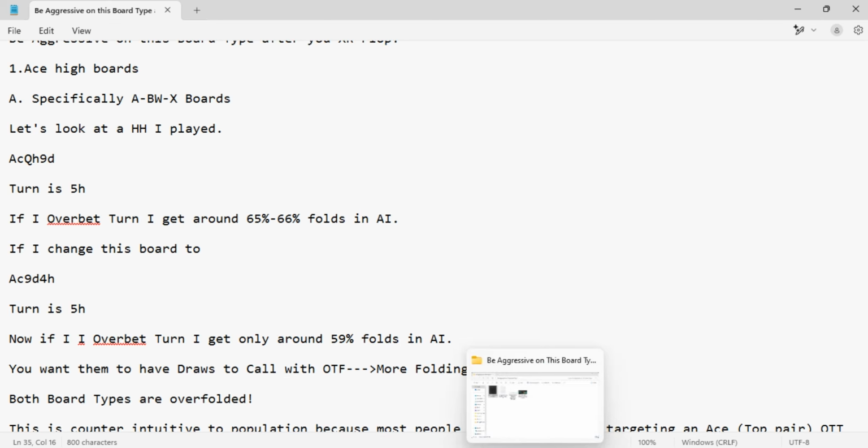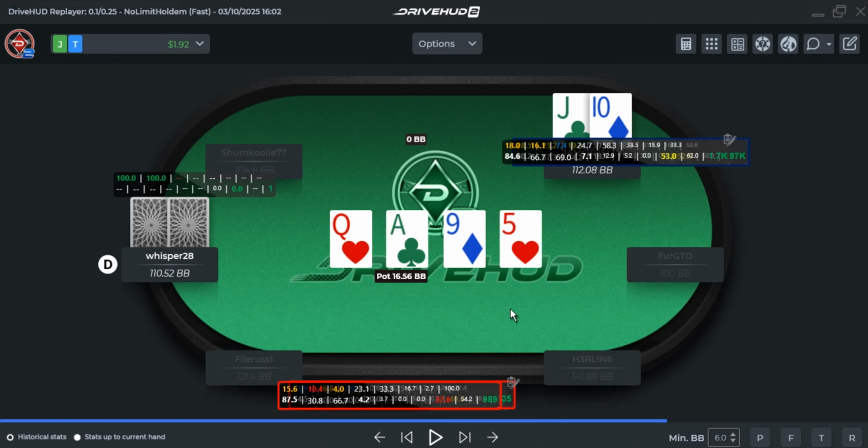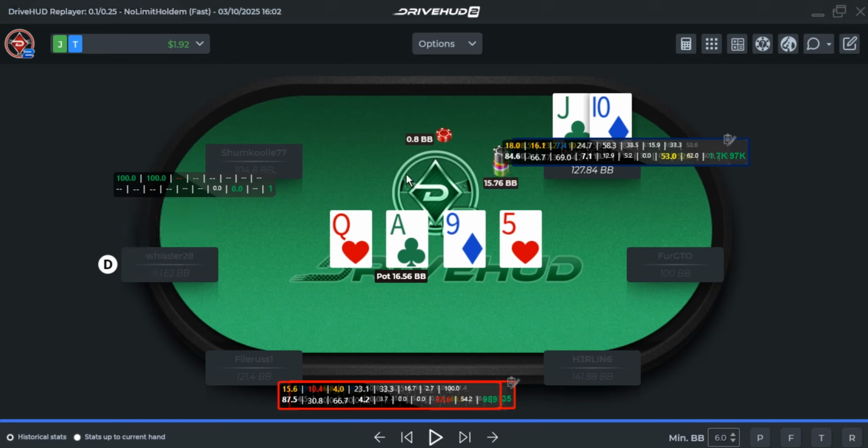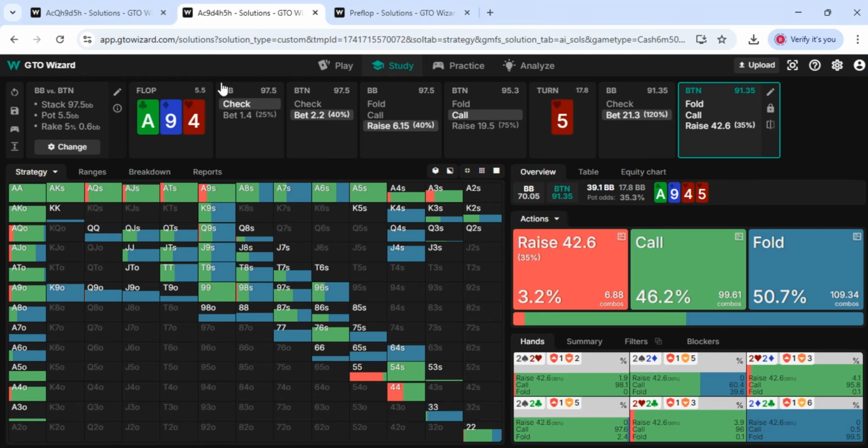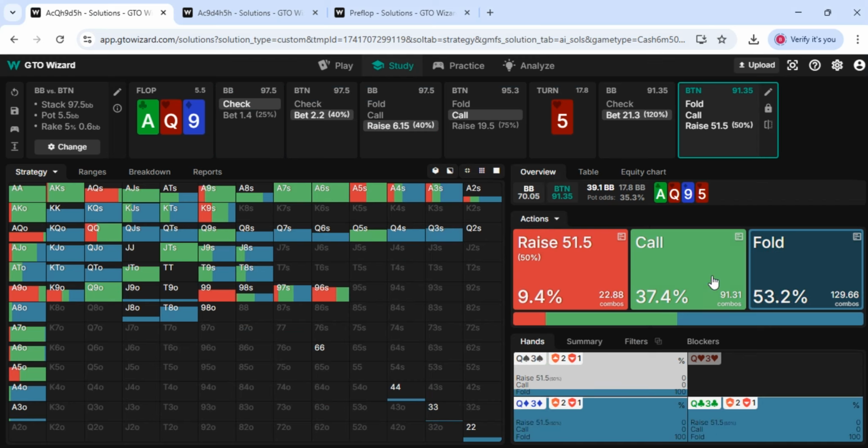So when I barrel with my hand, let's go back to my hand. In this spot, I know he's going to call flop with a hand like king 10, jack 10, king queen, 10-8 suited. All those hands will fold on the turn. So I should definitely overbet and barrel more than theory because we see we get 65 to 66% folds, and theory is supposed to be only folding 53%.